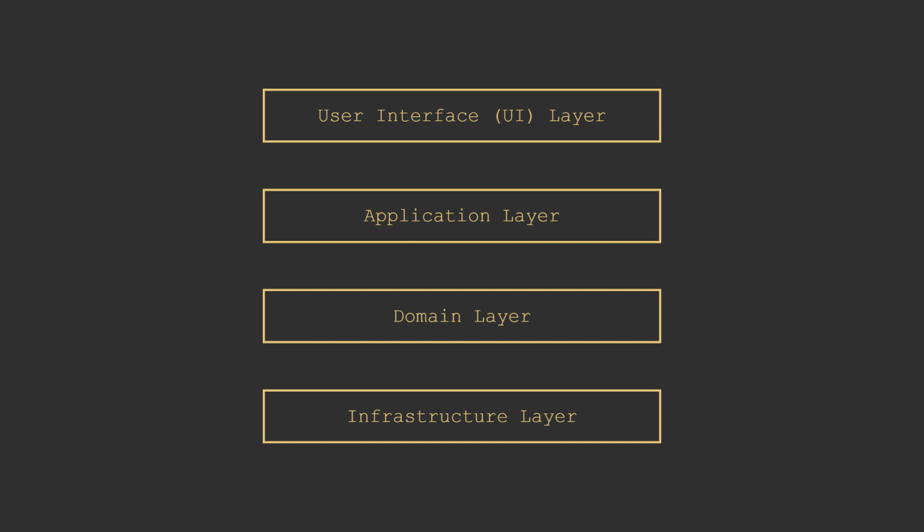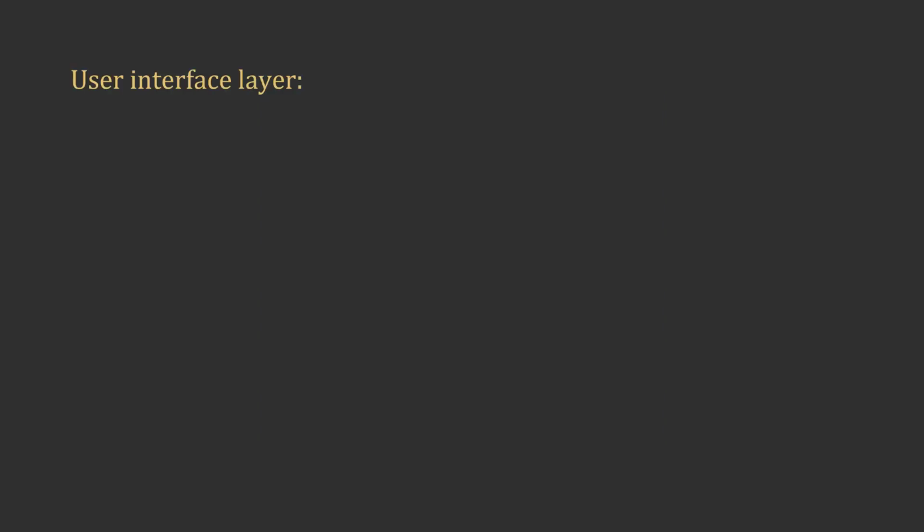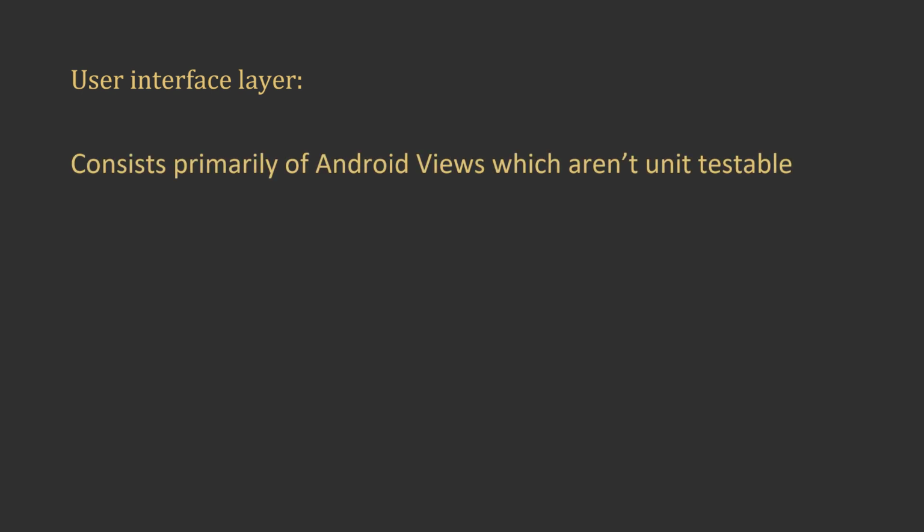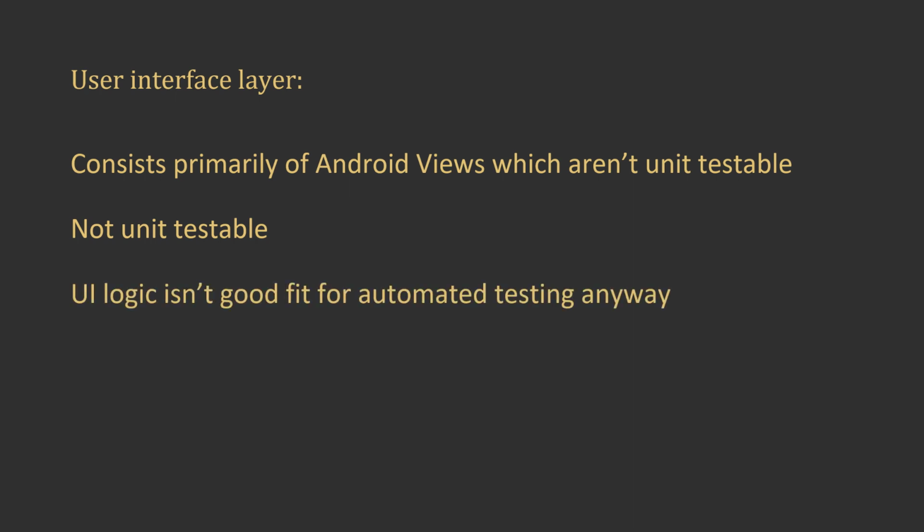Now, let's discuss the testability requirements of these layers. UI logic consists mainly of Android views which are not unit testable. Therefore, UI layer is not unit testable in general. However, that's not a big limitation because UI logic can't be unit tested reliably anyway. Even in frameworks that were designed with unit testability in mind, UI logic still requires extensive manual testing. Just imagine how would you write unit tests that check colors, shapes, and relative positions of UI elements. This kind of verification is best left for the human eye.